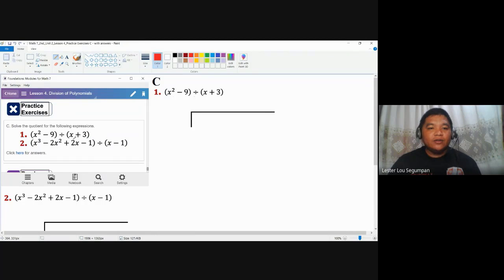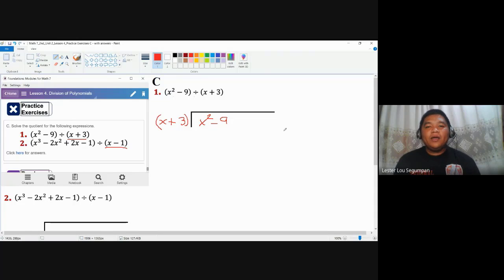As for this video, we still have binomial divisors here. But what makes these two items different from the previous two items discussed in the previous video is that we are going to analyze this further because there might be additional things that we need to consider. Let's just start. The same as last time, we are going to place here our dividend, x squared minus 9, and you have here x plus 3 as the divisor as a whole.